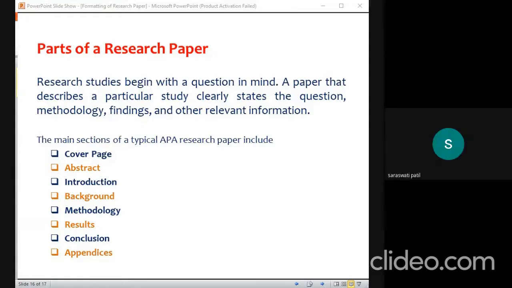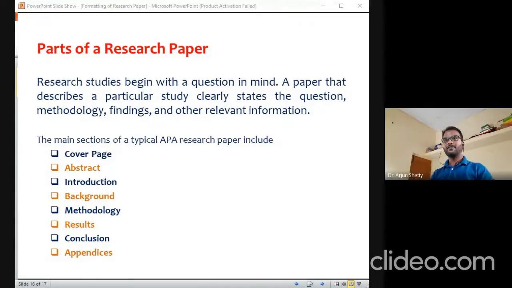Yes, sir. Okay. Now coming to the background. One more point is that this particular component may be available only in the APA style guide. Most of Chicago, MLA, Turabian and those other styles will not require the background, but in the APA format, the background is required. So what is the background? Background is why you have taken that particular research. What inspired you to take this study? That has to be mentioned in the background.